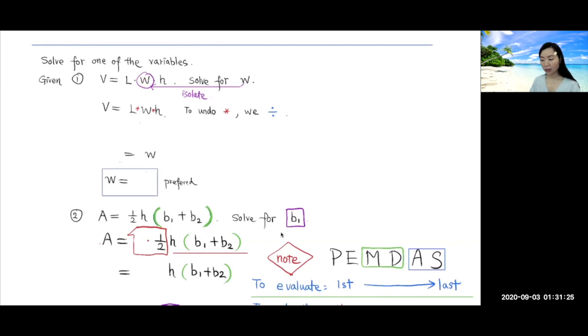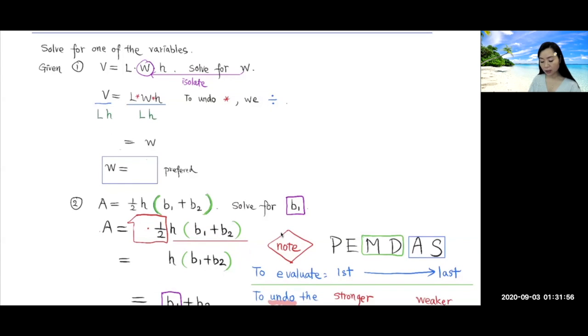So how can I isolate this W? Notice the W here is being multiplied with L and H. To get the W isolated, we need to undo those multiplications. To undo multiplication, we divide. So we're going to divide both sides by L and H. Divide by L times H on both sides.